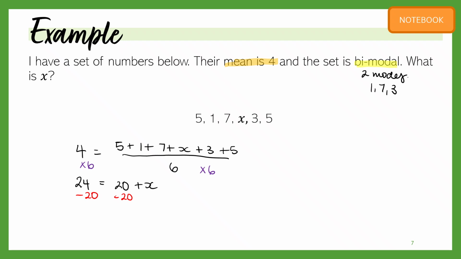Oh, sorry, that won't be 20. 5 plus 1, 6, 13, 16, 21. Apologies. Good work if you did pick up on that. But that will actually be 21. And so if I subtract 21 from both sides, I end up with 3 is equal to x, which makes this set bimodal as well, because we have a pair of 5s and a pair of 3s.